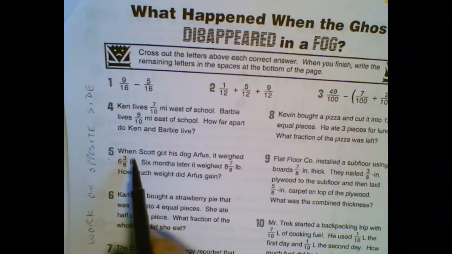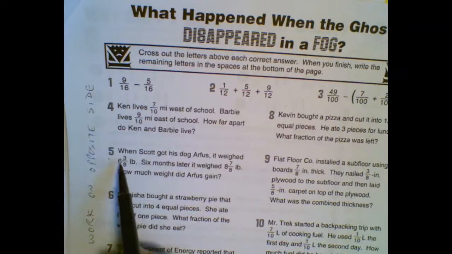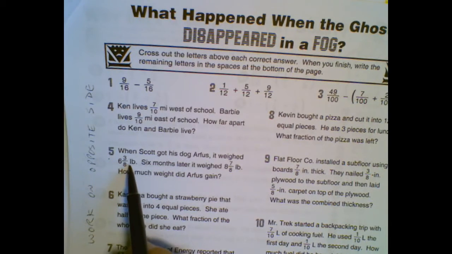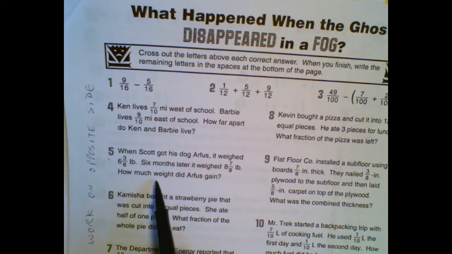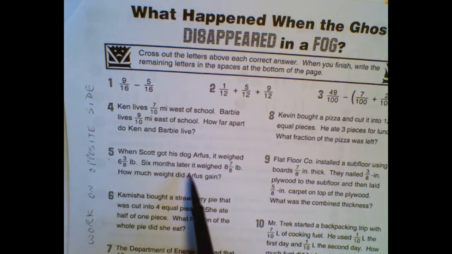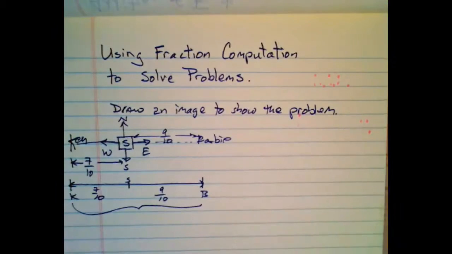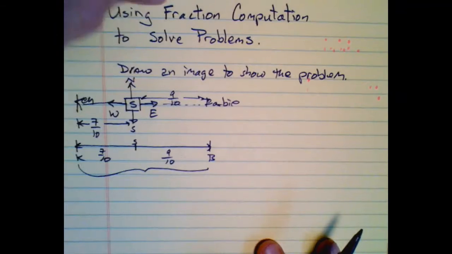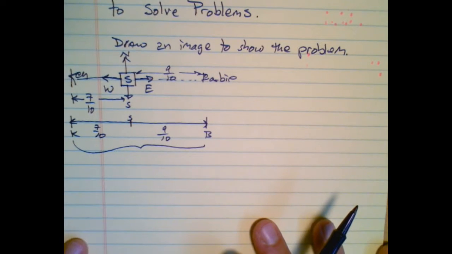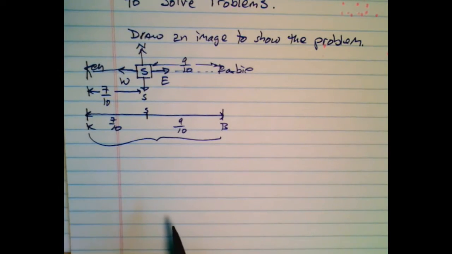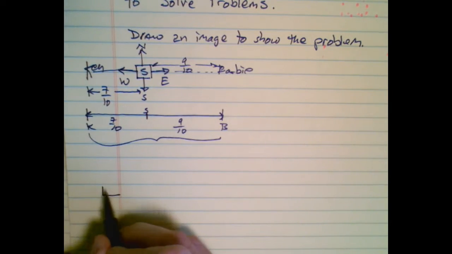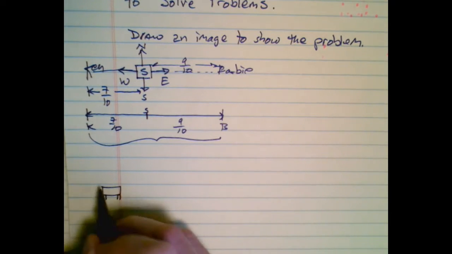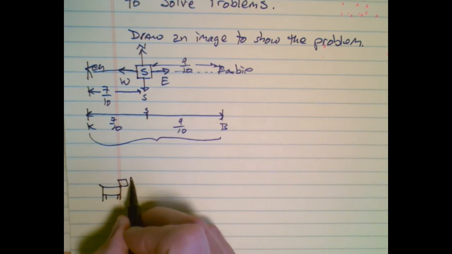Let's do another one. It says, when Scott got his dog Arfus, it weighed 6 3/8 pounds. 6 months later, it weighed 8 7/8 pounds. How much weight did Arfus gain? So Arfus being their dog, not Scott. Okay. So let's see if we can draw a picture for that. Sometimes weight is shown on a little scale. So here's Arfus. Whenever I draw dogs fast, I usually make them box dogs. Ruff, Arf.